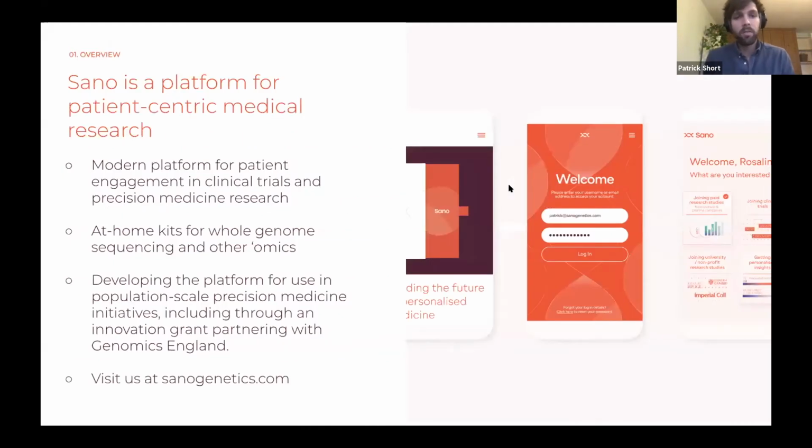Okay, great. Just a quick overview of us and what we do. What we've developed is a platform for patient-centric medical research. So we have an online platform that allows patients and people who want to take part in research to find research that's relevant for them, as well as personalized content and other information. We've developed an at-home testing kit for whole genome sequencing, exome sequencing, and other kinds of genomics. This is used in clinical trials as well as other kinds of research and development programs for early detection and screening. And we've been developing our platform for use in large-scale precision medicine initiatives. The furthest along here is through a collaboration with Genomics England.